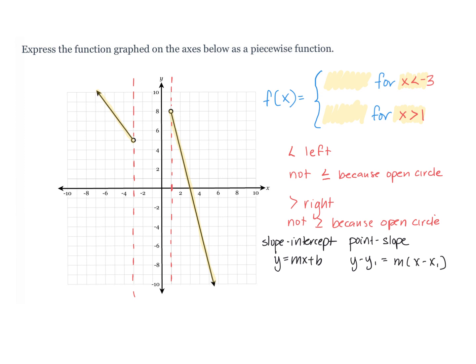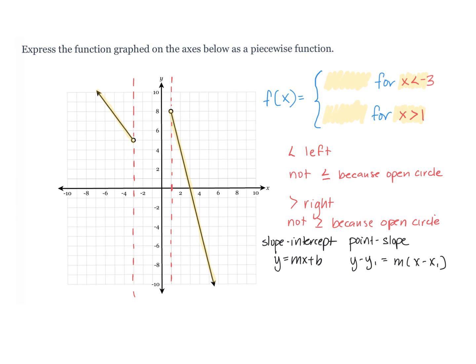We would use the slope-intercept form when we have the slope and the y-intercept clearly showing on the graph, and we would use the point slope form when we do not have the y-intercept clearly showing on the graph.